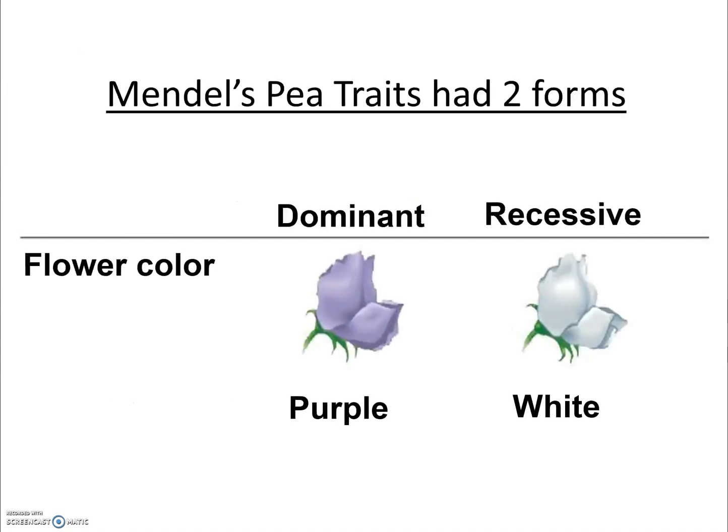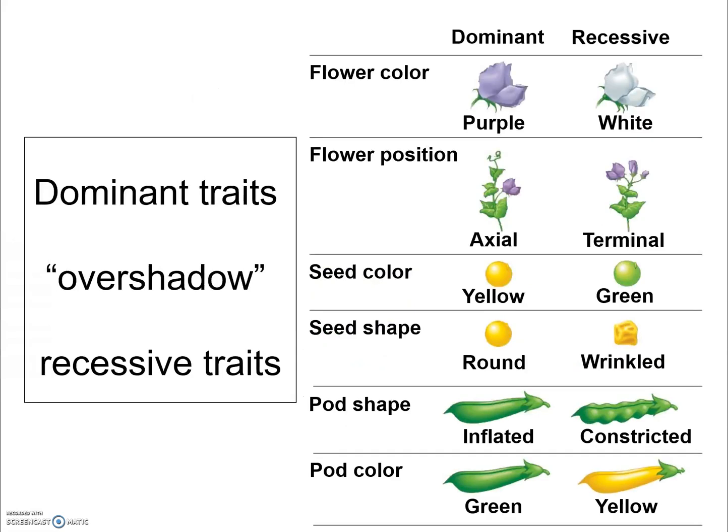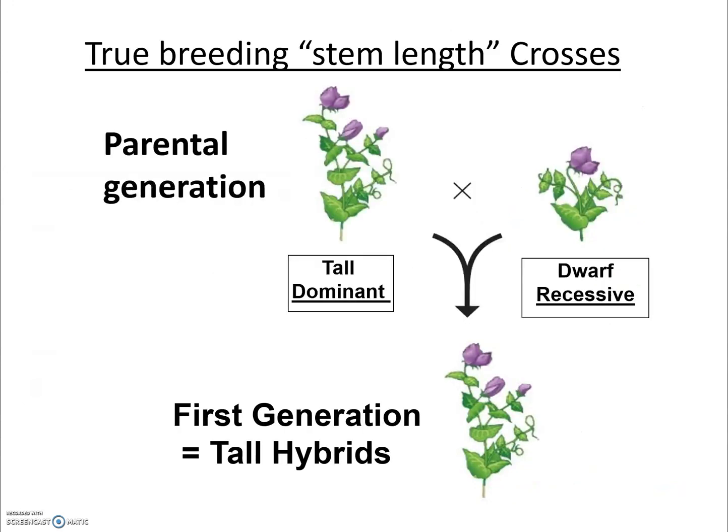Mendel looked at a variety of different pea traits, and he found that they had two forms that, again, we call dominant and recessive. For flower color, purple is dominant to white flowers. He looked at a whole bunch of different traits on these pea plants, and you can see from here: flower position, seed color, seed shape, pod color. He established true breeding lines for all of these different characteristics where the dominant trait overshadowed the recessive trait. And so we could use these true breeding lines to start doing his genetics experiments.